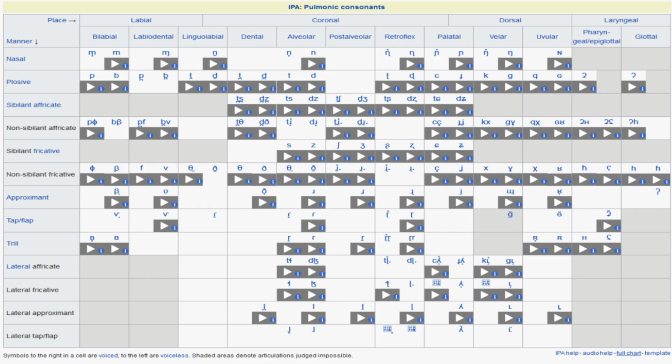The area shaded in gray means that it's literally impossible for a human to make that sound. So try to do the same thing you do when you pronounce an L sound, but move it into the place in your mouth where you pronounce like a H sound, right? You'd have to kind of fold your throat in half to do it.